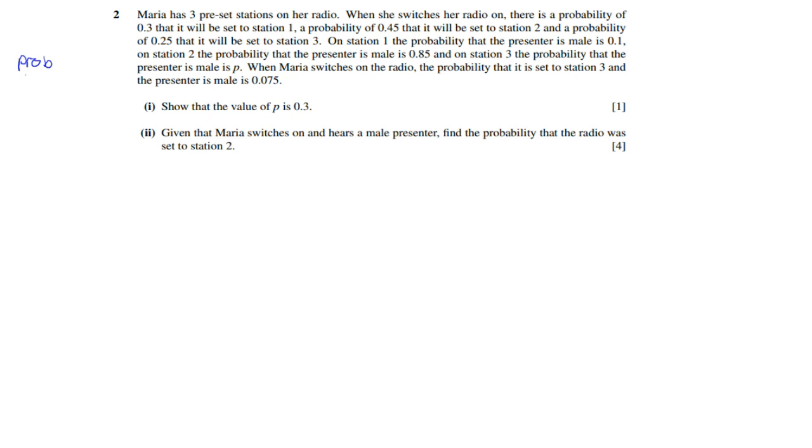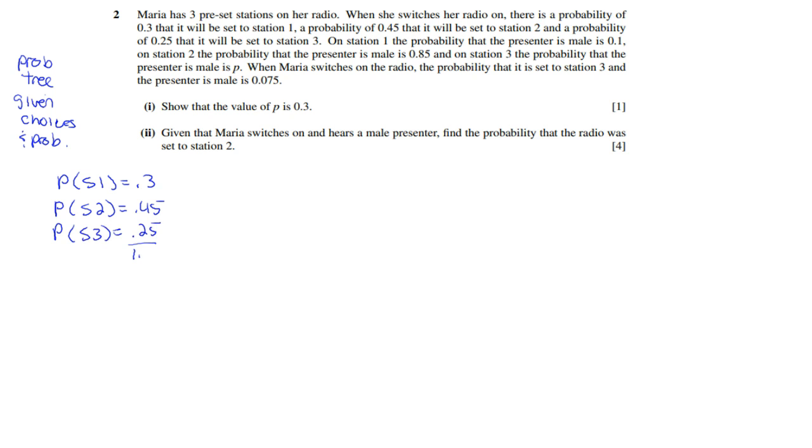All right, now you notice it seems like we're looking at a probability tree here because we've got choices, and then they're giving us the probability of each one of those choices. Let's take a look and see what we've got. Okay, so let's map this out. We've got the probability of station 1, 0.3, station 2, 0.45, and station 3, 0.25. And if we add those up, we get 1.0. That means they're the only possibilities.